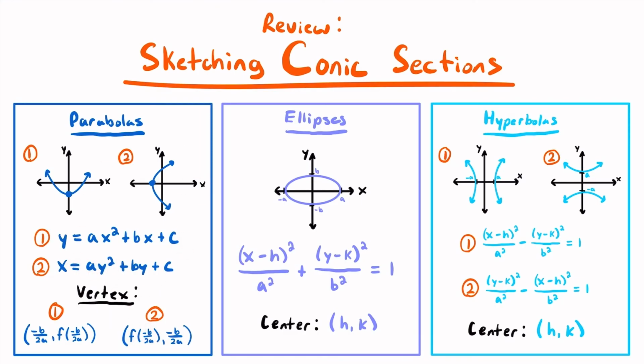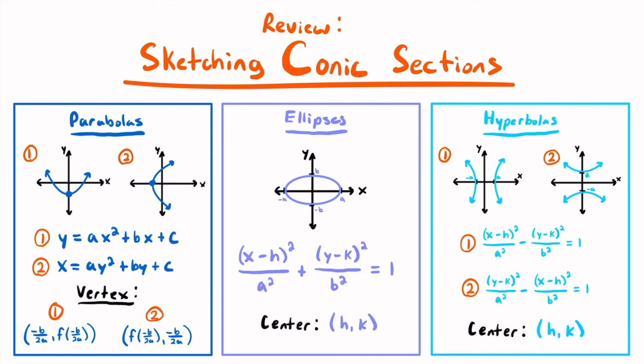All right, so those are parabolas. Ellipses are a little bit easier. They are essentially just distorted circles. The standard form of the equation is (x minus h) squared divided by a squared, plus (y minus k) squared divided by b squared, equal to 1.